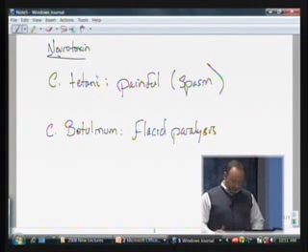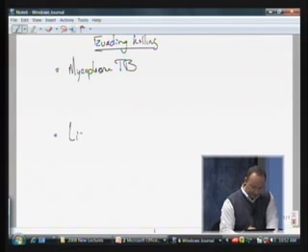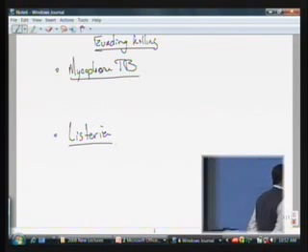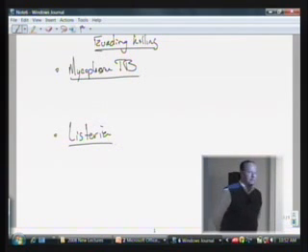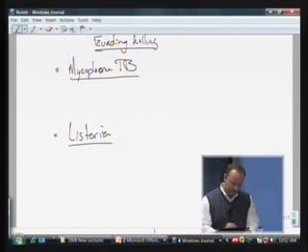Let's see. Evading killing. There are two organisms that love to evade killing that are very hard to kill. Mycobacterium tuberculosis and listeria. Sorry, I misspoke, it's Mycobacterium tuberculosis, not mycoplasma.